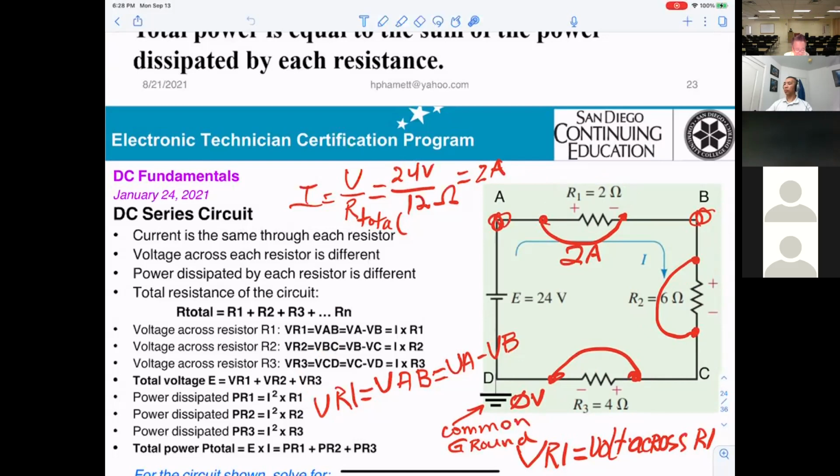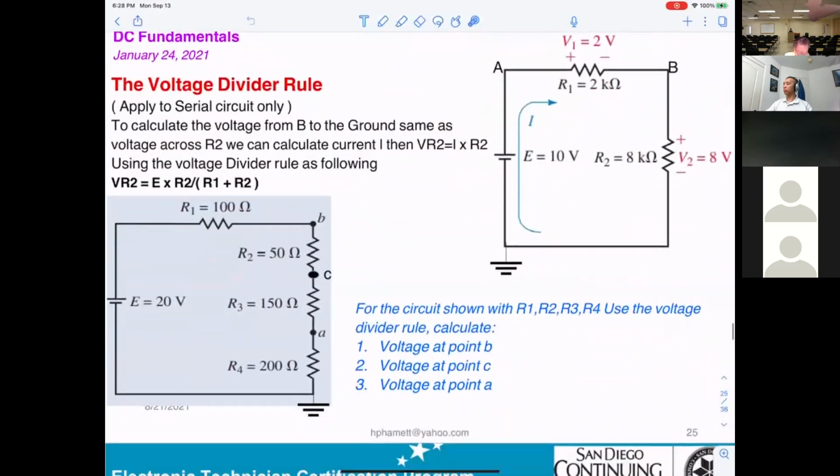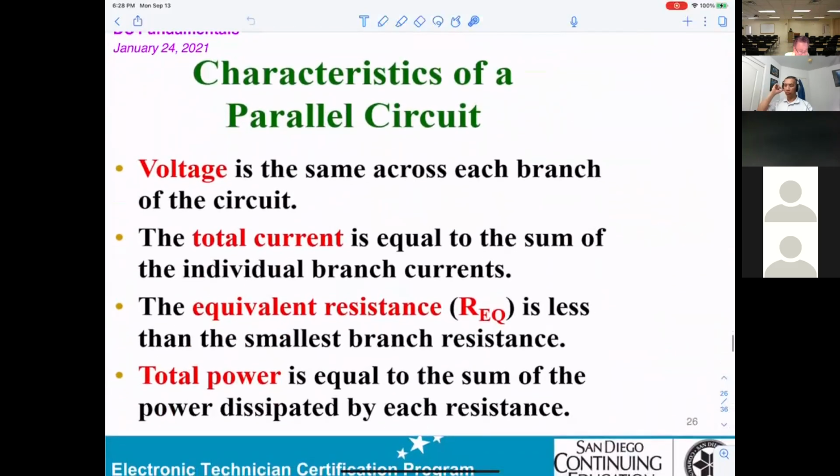If you want to calculate the voltage drop across R1, they are already telling you right here. R2, R3, same thing. If you want to calculate the power, it is I squared times R1, or I squared times R2, or I squared times R3, and that will be the same thing. Now, quickly go to parallel.